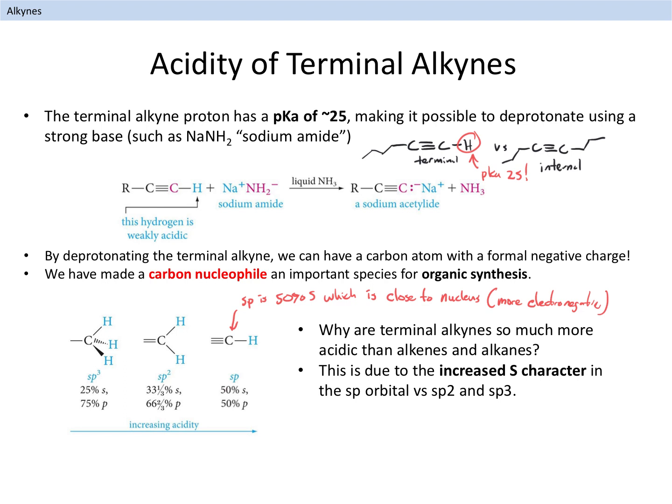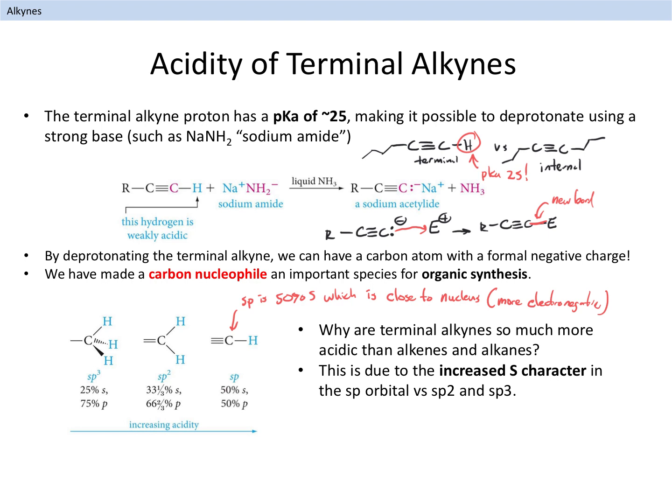The acetylide ion is a strong nucleophile, which means it can donate a pair of electrons to an electrophile to form a new bond. This property is particularly useful in forming carbon-carbon bonds, which is a key requirement for building complex organic molecules. To summarize, terminal alkynes are relatively acidic due to their sp hybridized carbon, allowing them to be deprotonated by strong bases to form acetylide ions.